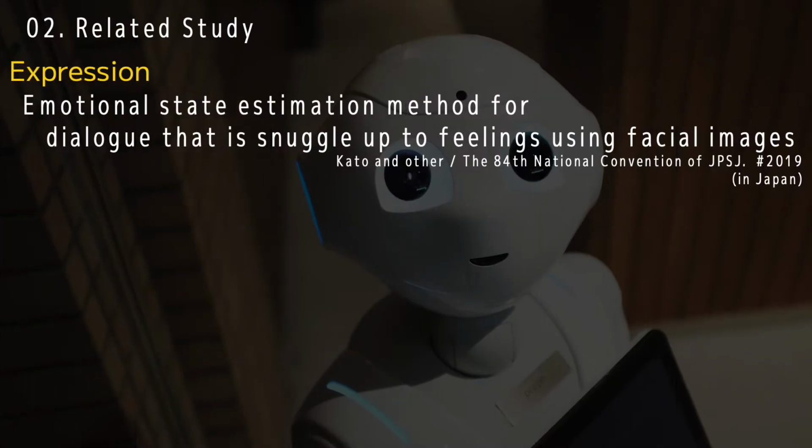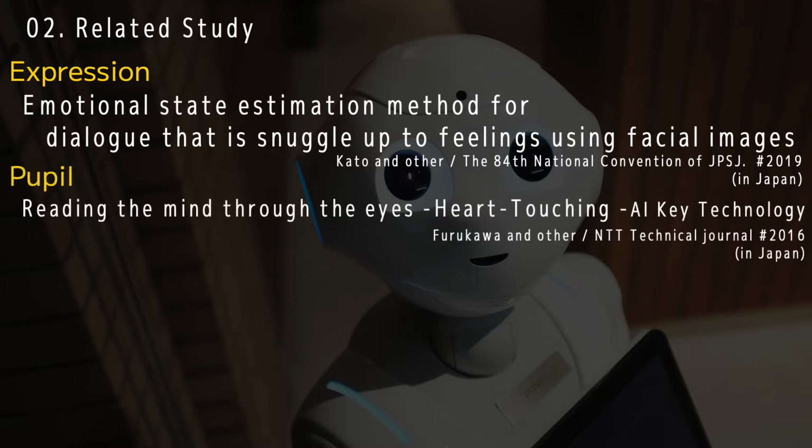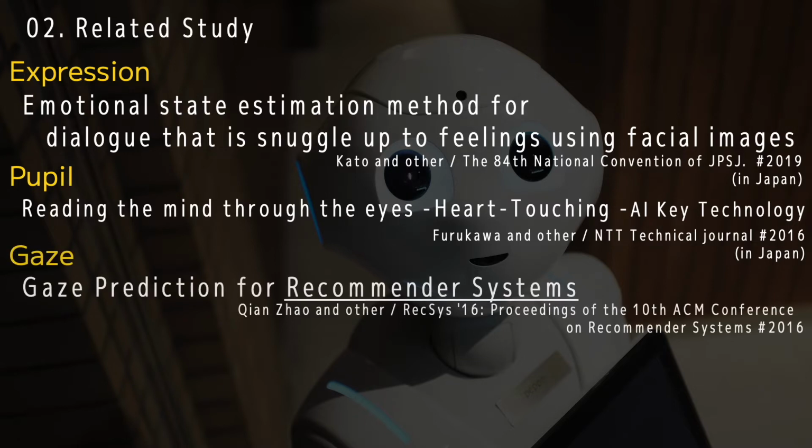This study estimated the user's emotions based on facial expression. This study is about using these emotions in a dialogue system. The following study estimates the user's emotion based on pupil movement. The next study utilizes gaze movements. This is a study limited to the grid UI of smartphone. This is a study that estimates the user's next target and presents web advertisement based on the estimate.